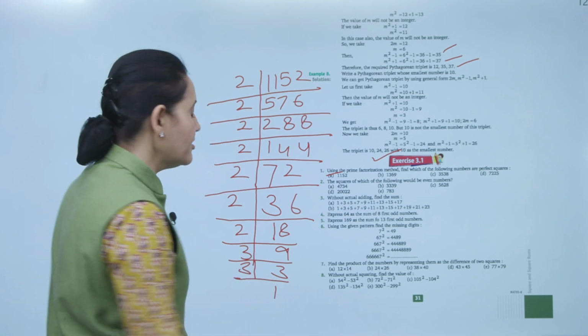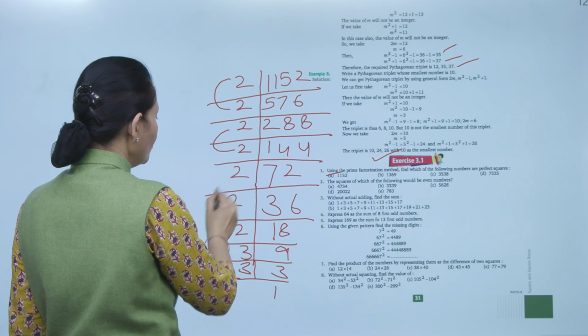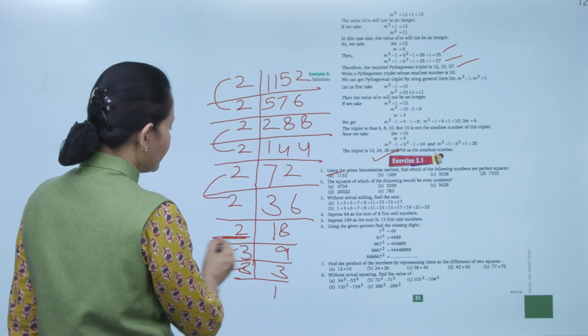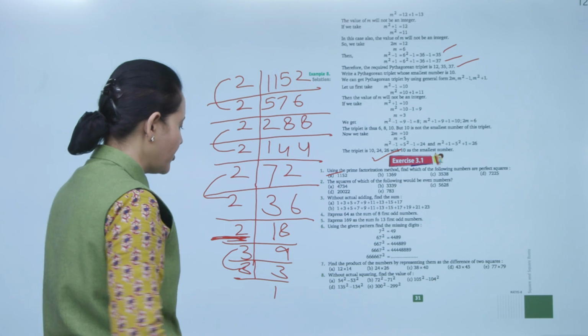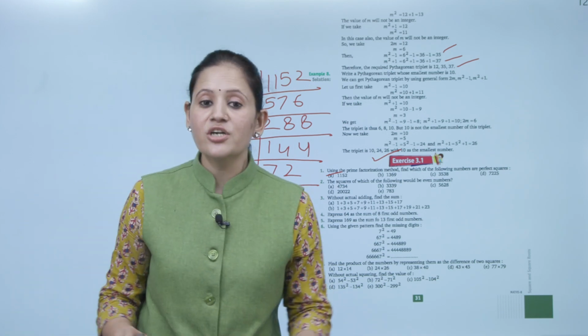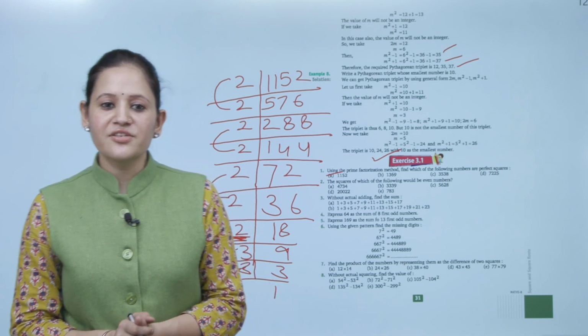So now we'll make the pairs of prime factors. 1 pair, 2, 3, and this number is left alone. We cannot make it a pair. So this number is not a perfect square number. Clear? So practice all the questions of this exercise.